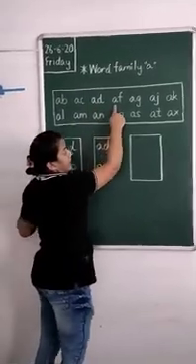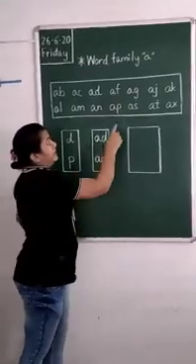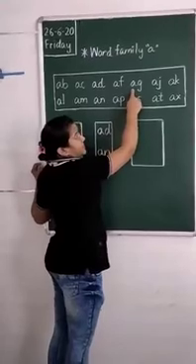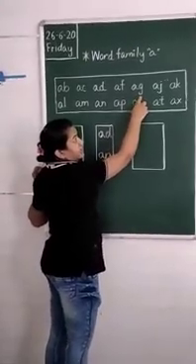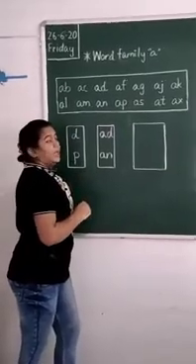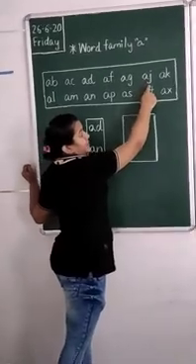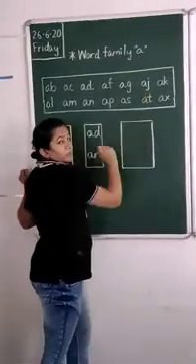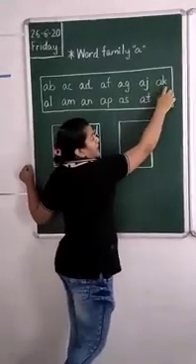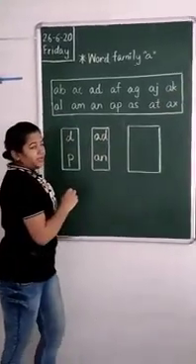A says A, F says F. What does it become? A says A, G says G. What does it become? Ag. A says A, J says J. What does it become? Edge. A says A, K says K. What is this? Ag. Okay, you understood?